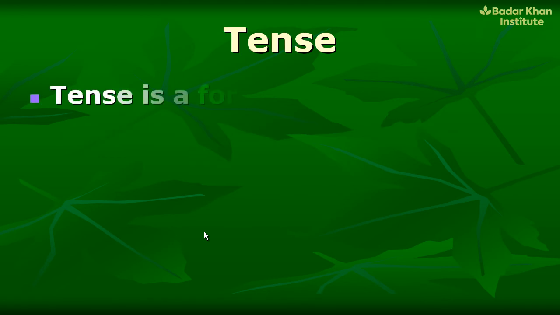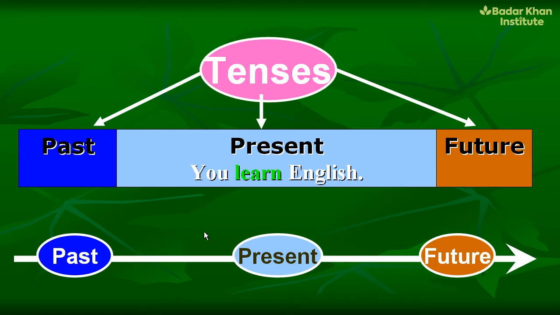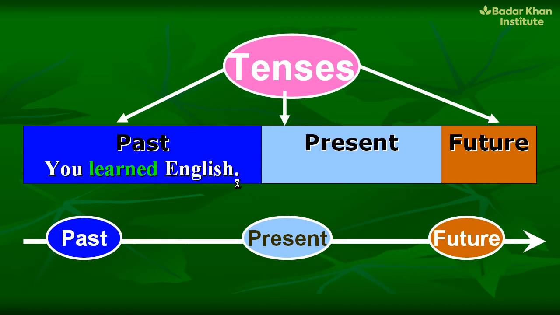What is a tense? Tense is a form of a verb that usually shows the past, the present, or the future. Let us take some examples. Present, you learn English. In this sentence, learn is the first form of the verb and it is showing that we are talking about present. The same sentence will convert it into past. You learned English. In this sentence, learned is the second form of the verb and it is telling us that we are talking about past.